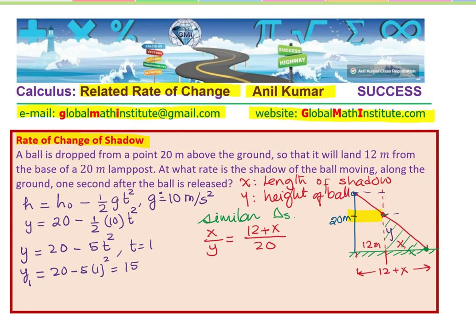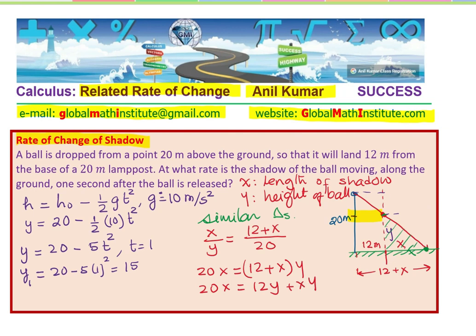So now from similar triangles in this situation, we have an equation, right? From here, we can find what x is. Let's rewrite and bring them all together, it'll be easy for us. Let's cross multiply. So we have 20x equals 12 plus x times y. So we have 20x equals 12y plus xy.